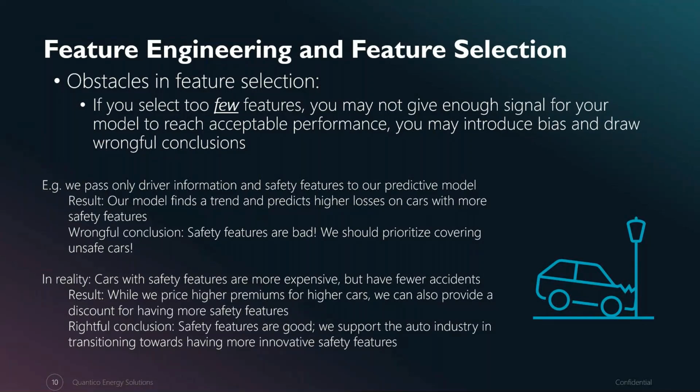Between two cars that have the same value and the same year, but one has safety features and the other doesn't, the one that has safety features results in lower losses. Right? And that sort of thing is an example of bias, right? When the model is missing the whole picture, you come to the wrong conclusions. So this is one of the obstacles if you select too few features for your model.